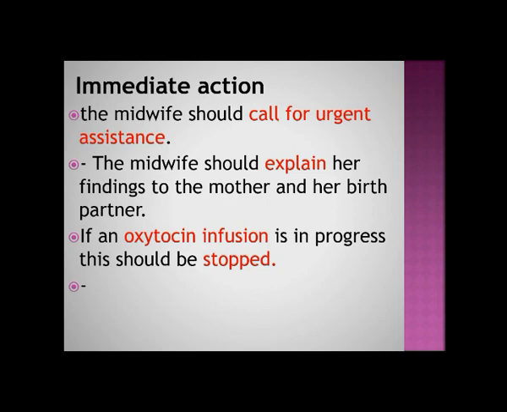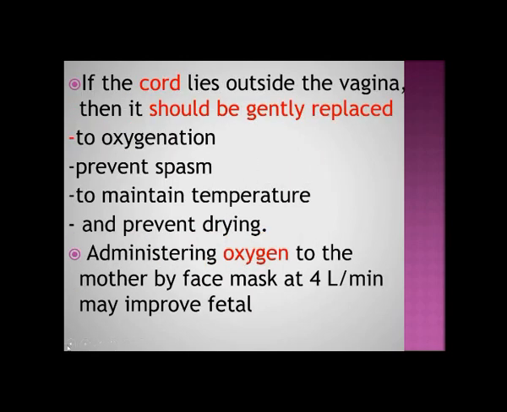Also, if the patient is on oxytocin infusion, we have to stop it, because we have to stop the contractions. Then if the cord lies outside the vagina, it should be gently replaced to maintain oxygenation, prevent spasm, and maintain temperature. So if the cord is outside the vagina, what will happen? The compression will go. That's why we have to keep it back in the vagina.